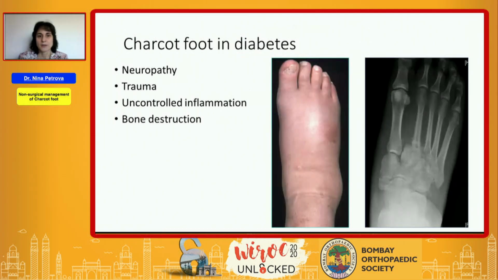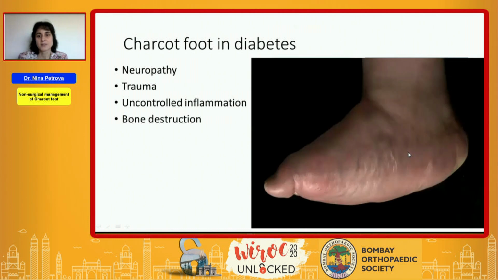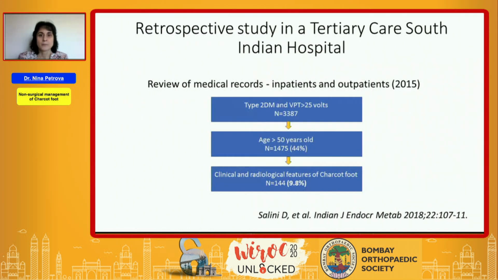Charcot osteoarthropathy is the complication of diabetic neuropathy in which trauma sets off uncontrolled inflammation and pathological bone destruction, and this can ultimately lead to the hallmark rocker-bottom Charcot foot deformity. It is more common than previously thought, and a recent study noted that among people with type 2 diabetes, vibration perception threshold greater than 25 volts and aged over 50, there was evidence of clinical and radiological features of Charcot foot in almost 10% of them.